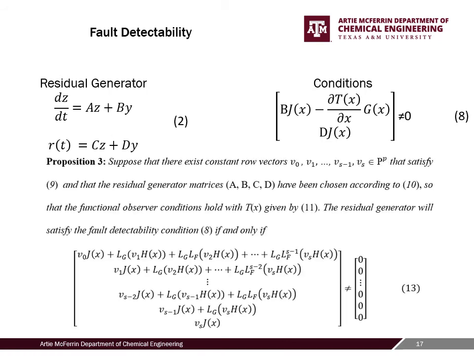So here's the proposition. Suppose there exist constant row vectors v0 to vs that satisfy 9, which is basically the proposition 1, and the residual generator matrices A, B, C, D have been chosen according to 10 so that the functional observer conditions hold with the transformation matrix given by 11. Then the residual generator will satisfy the fault detectability condition, that is equation 8, if and only if equation 13 holds. So this is in terms of the V vectors.